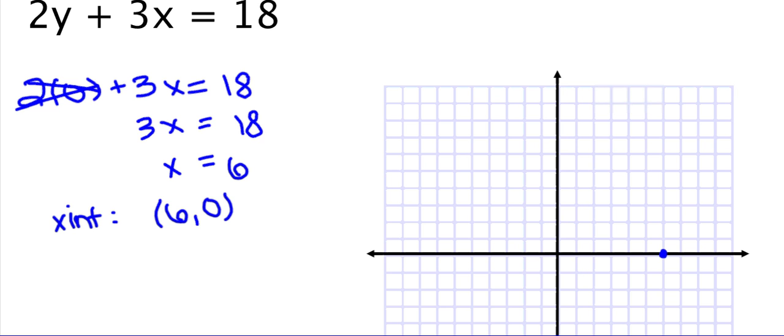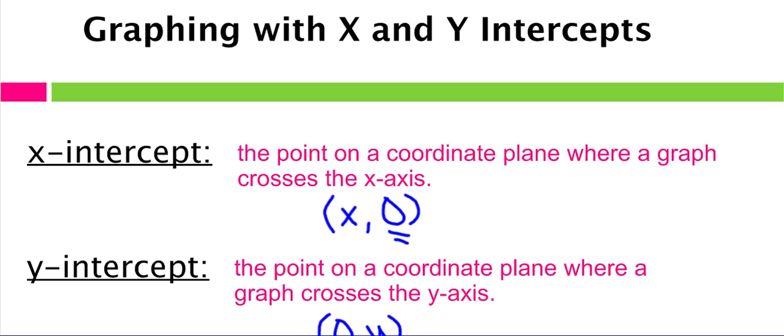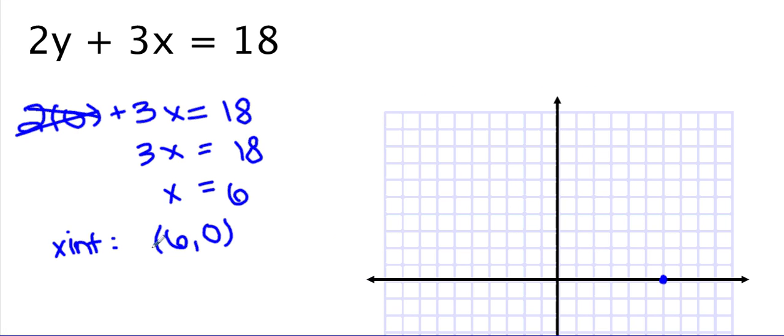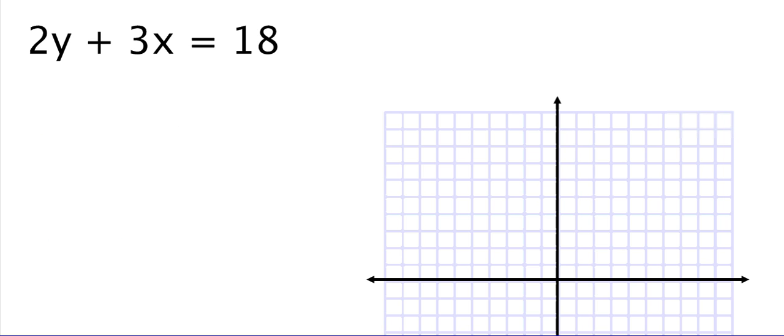In the definition of a y-intercept, we discussed how the y value is going to be some number, but the x value in that ordered pair is going to be 0. So back over in my example, this time I'm going to take my original equation, and solve for y by making this x value 0. So I'll have 2 times y plus 3 times 0 equal to 18.